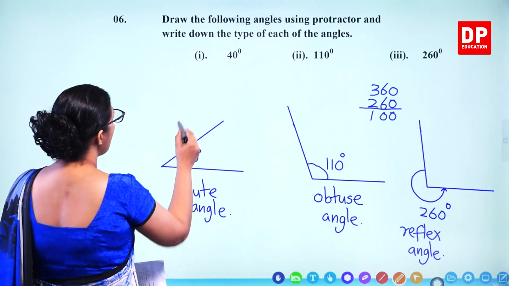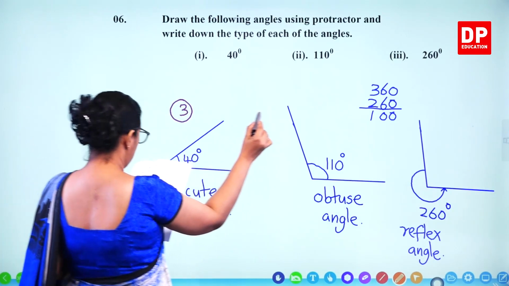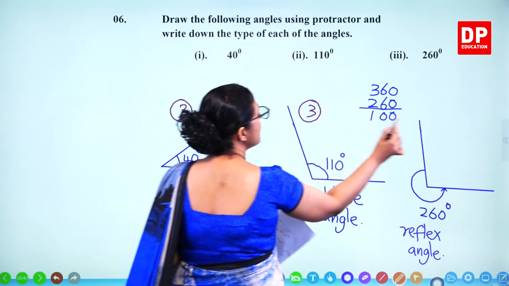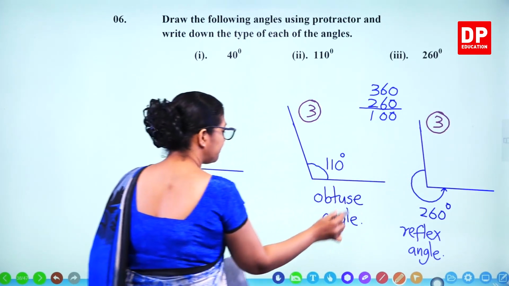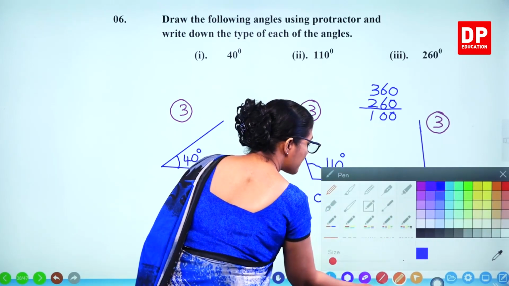So you get 3 marks each. 3, 3, 3. 9 marks. Let's take the next one.